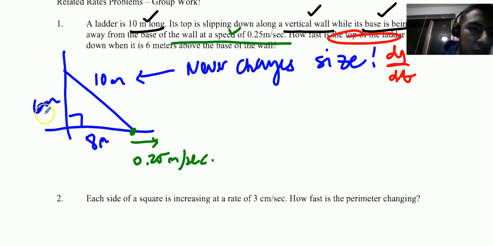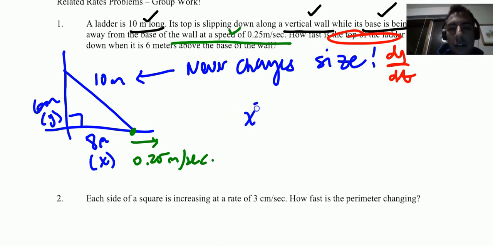So in parentheses, I'm going to put a little y. In parentheses, I'm going to put a little x. And let's make up a general equation for the horizontal and vertical position of the ladder at any time t. That equation would be the Pythagorean theorem: x squared plus y squared equals 100 squared. I'm sorry, not 100 squared, 10 squared.